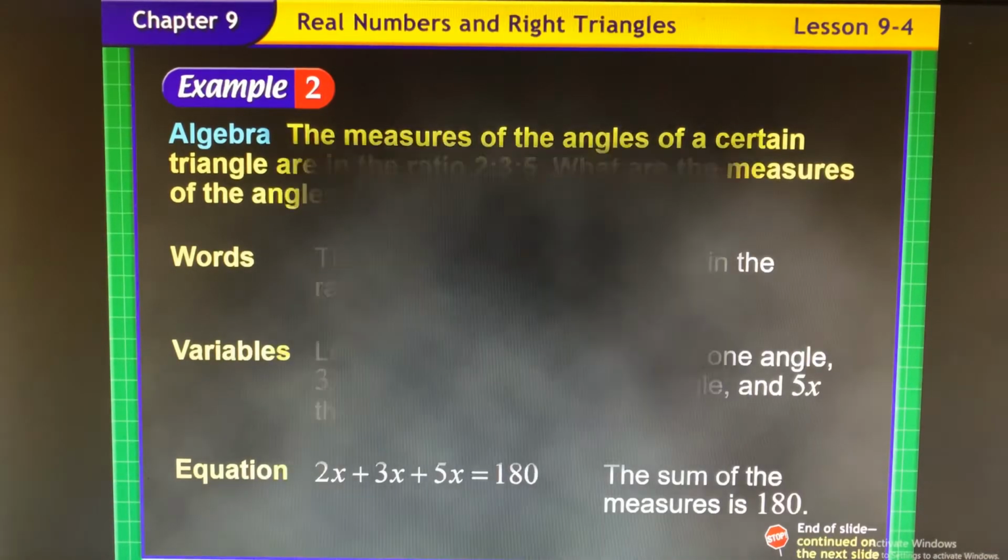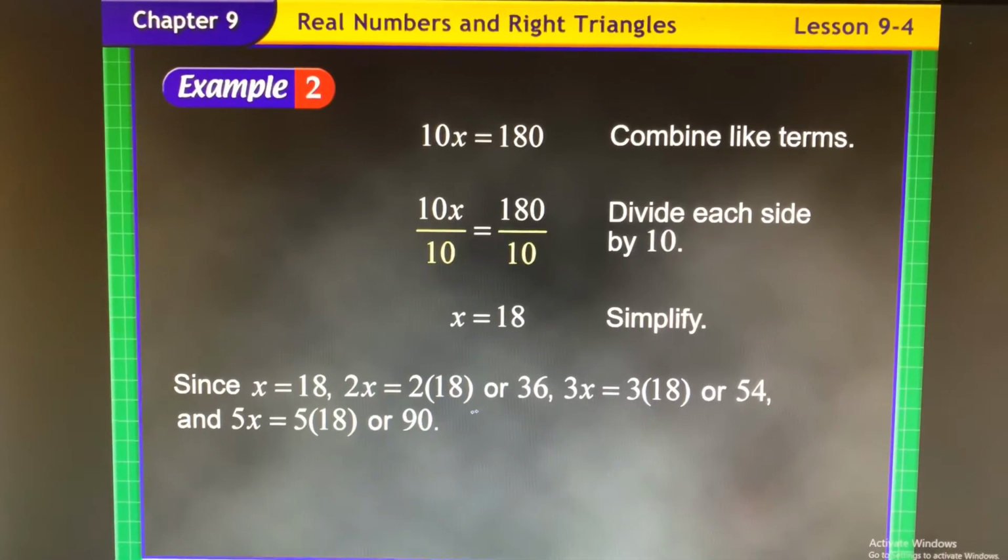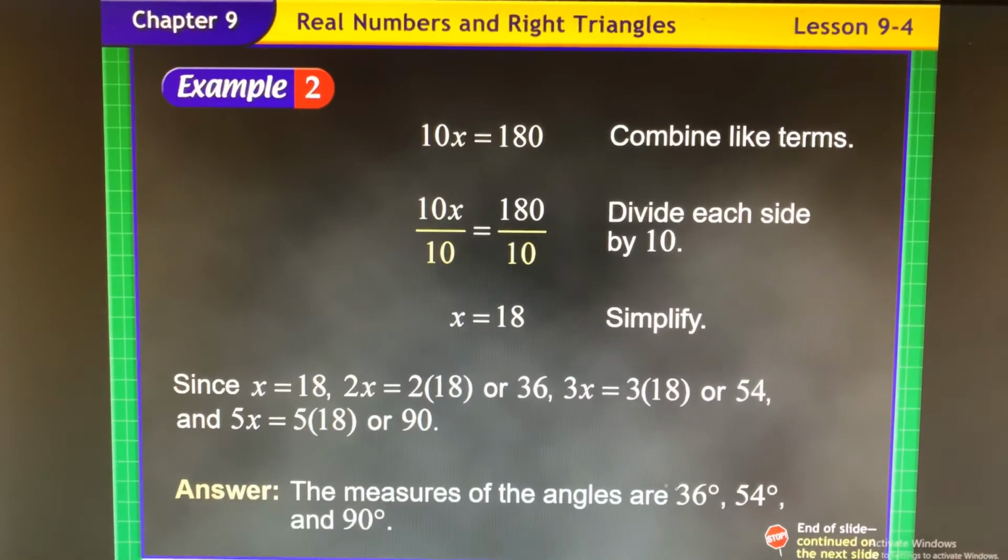So I'm going to show you that process. That's what we wrote. That's what we got. And here's the process of showing you. So the one angle is 36 degrees, another one is 54, and another one is 90 degrees.